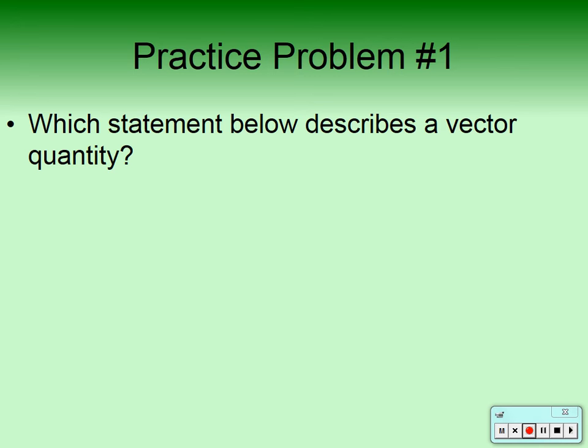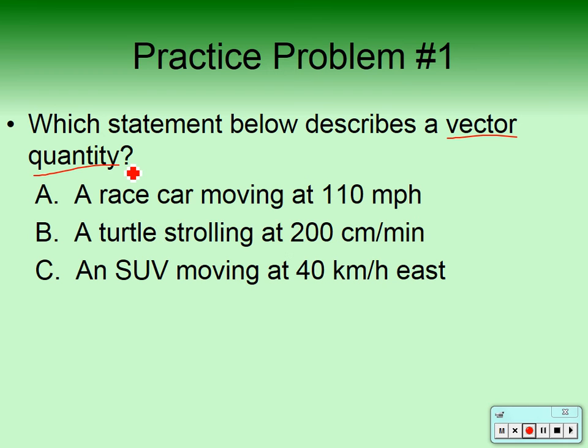Let's go through practice problem number 1 and see if we can figure this out. It says, which statement below describes a vector quantity? So not a scalar. We want to know which one's a vector quantity. Let's go through each one of these. A: a race car moving at 110 miles per hour. Which one is that, scalar or vector? Does that show direction? No, so it's a scalar. A is a scalar. It just has a number.